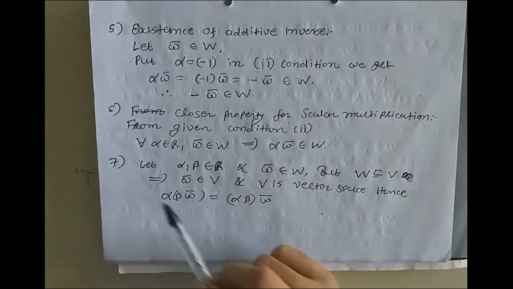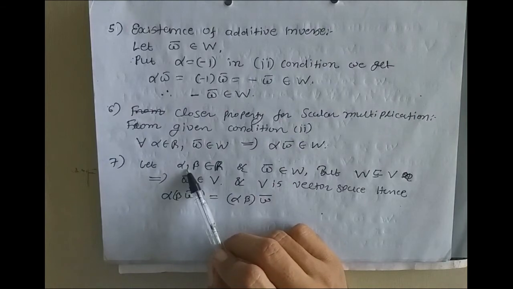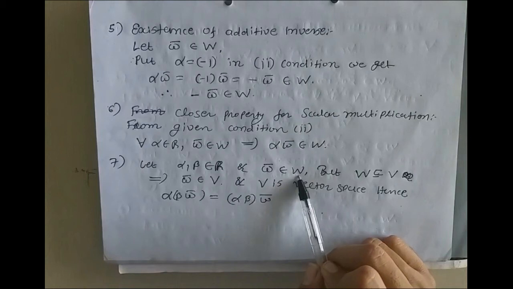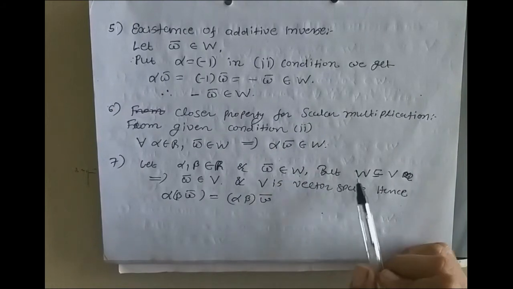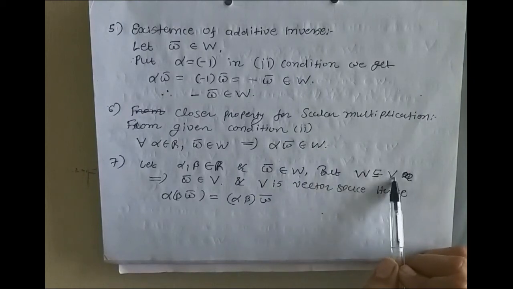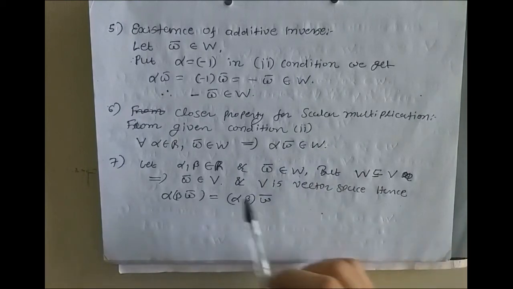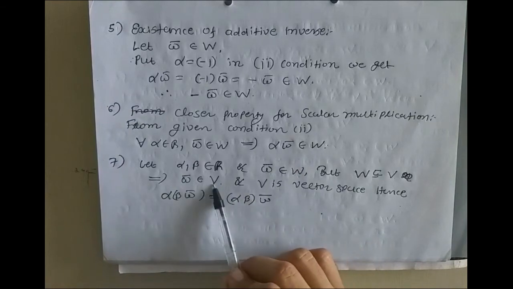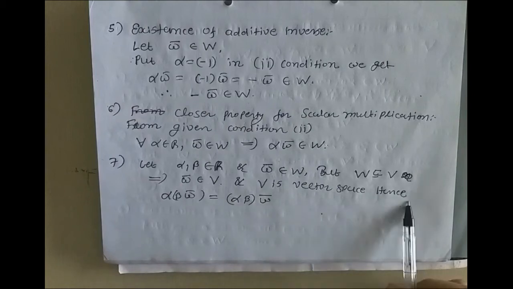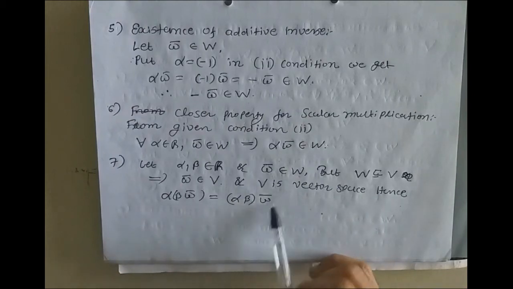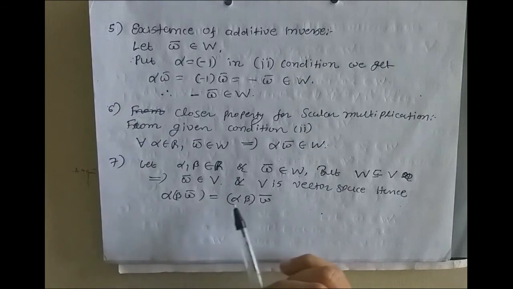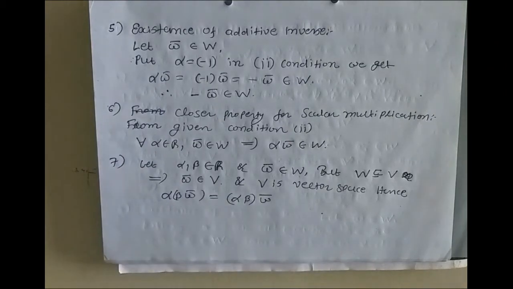Now seventh property, for that consider two scalars alpha, beta belongs to R and vector W bar belongs to W. Now W is a subset of vector space V, so this vector W bar also belongs to vector space V. Now V is a vector space, hence it satisfies this property. That means alpha dot beta dot W bar is equal to alpha beta dot W bar.